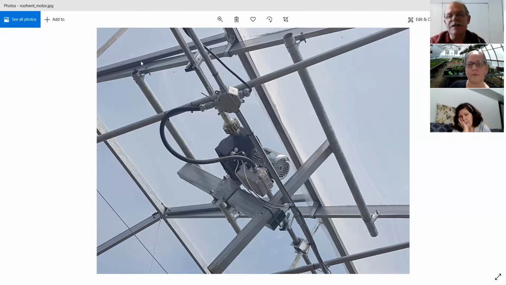That's one of the things that makes a roof vent so expensive, is because you've got a $3,000 motor and gearbox combination that is driving that.